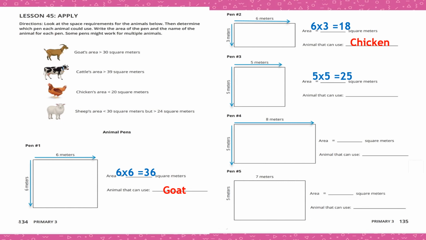5 times 5, 25. It's suitable for sheep, because sheep wants a pen which is smaller than 30 but greater than 24, and 25 is between them, between 24 and 30, and so on. You can complete it by yourself. It's very easy, I think so.